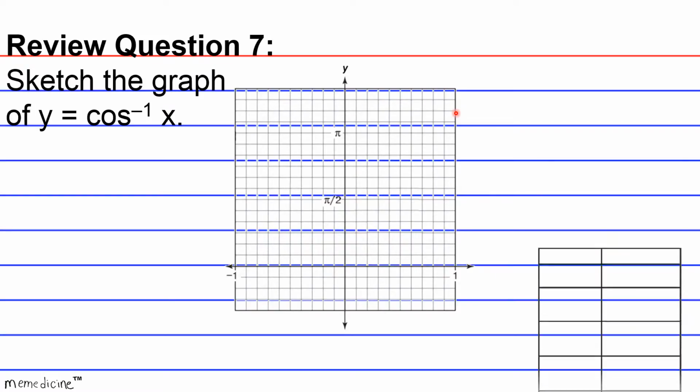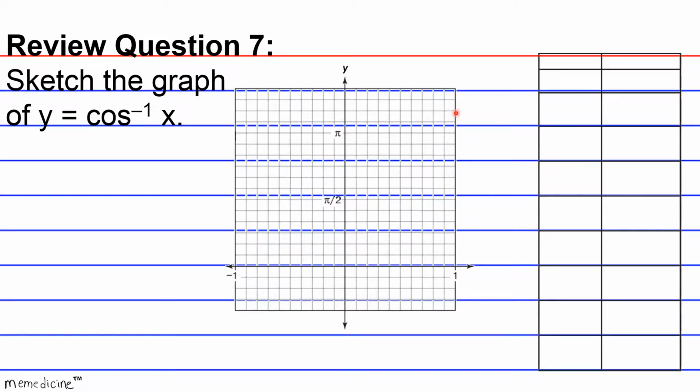Then what I want you to do now is make a table of values for y equals the cosine of x rather than y equals the inverse cosine of x. And you're going to make the previously mentioned range for the inverse cosine of x your domain, okay?